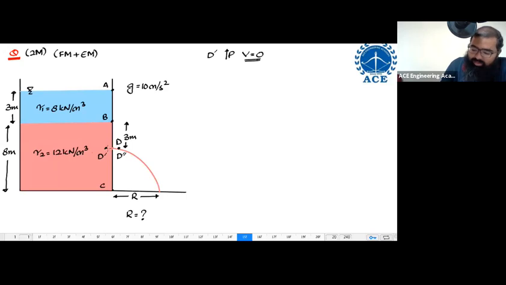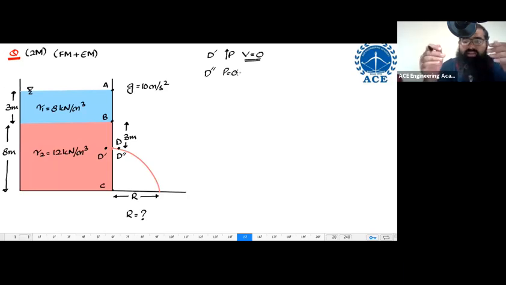Now what is happening? The fluid is moving from D prime to D double prime. At D double prime, what will happen? Its pressure is becoming 0. Why is its pressure becoming 0 over here? Because it has come out into atmosphere. Therefore, the pressure over here is 0.